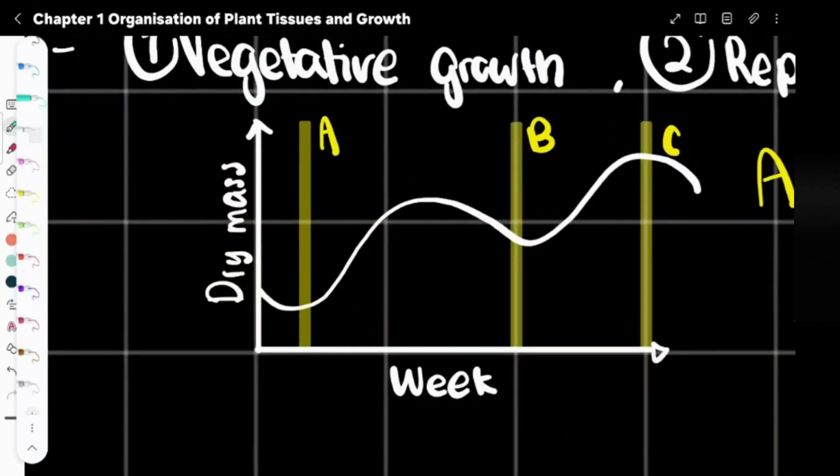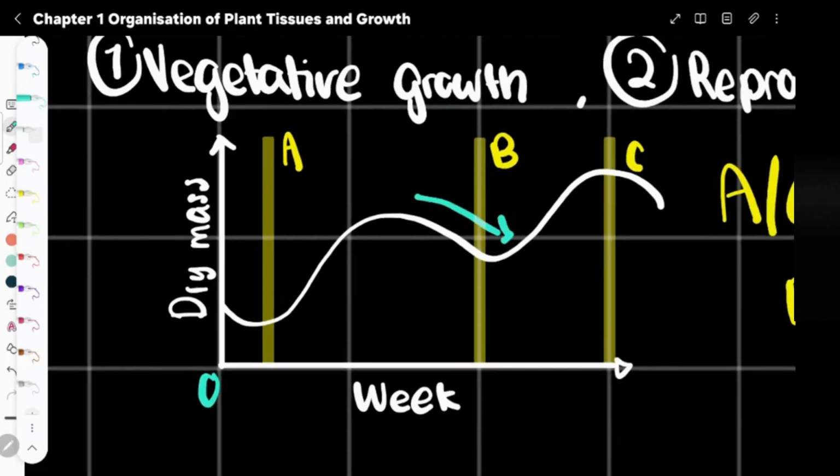The first week, it goes down. Why? Because it's using the food to grow itself. That's why the dry mass is also growing. It's getting taller and bigger. Now, it also goes down again. Remember, this is biennial.